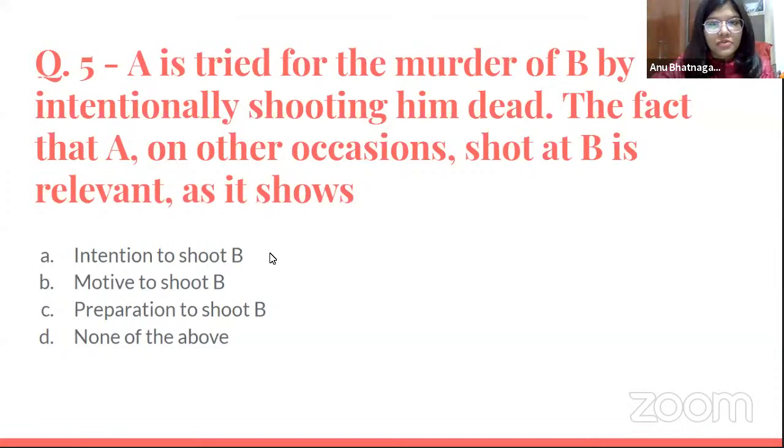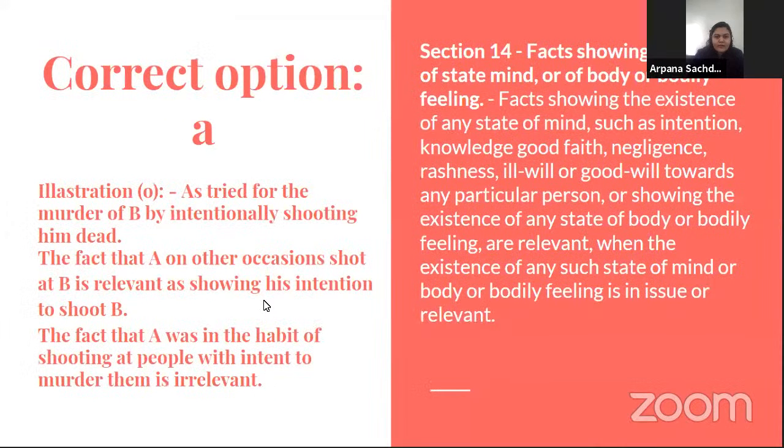Yes, Arpana, you can explain the answer. So the correct option is option number A.